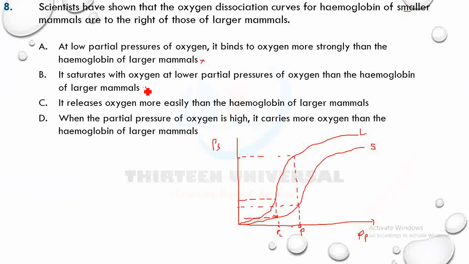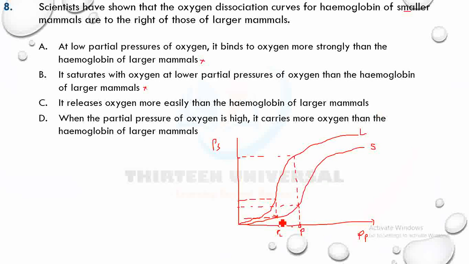Hope you understand. Now C says it releases oxygen more easily than hemoglobin of larger mammals. Yes, now you are talking. Can you see? It releases oxygen more easily. At this partial pressure, the amount of oxygen it's carrying is very low. That means it has started releasing oxygen. Now look at it, guys.